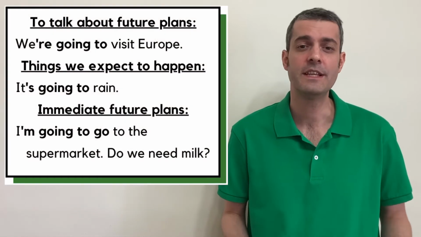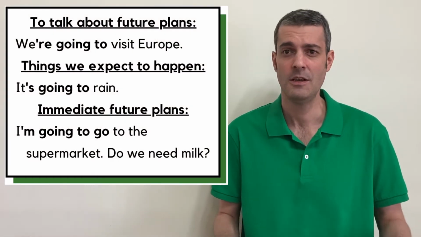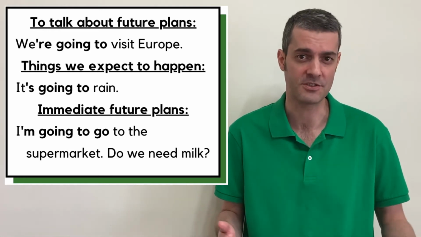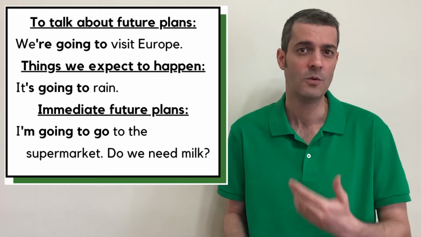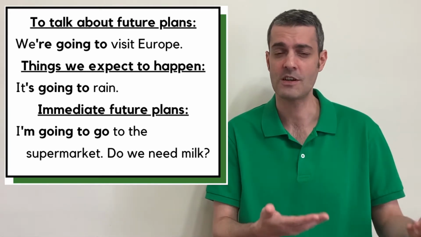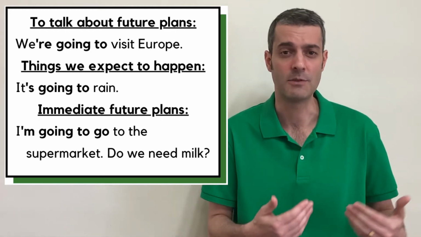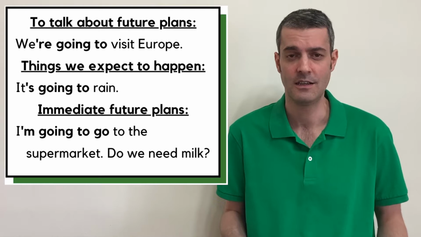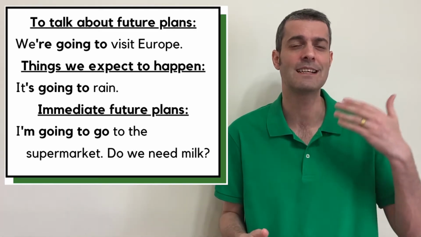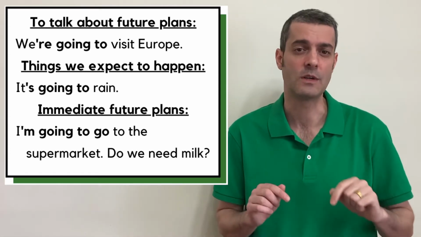We use going to in the future simple tense to talk about future plans that we intend to do, but we haven't made an arrangement to do yet. We often use time expressions when talking about these things. One example says, we're going to visit Europe. So we've probably talked about visiting Europe, but we haven't booked our flight or made our reservations at any hotels yet. Another time we use going to in the future is to talk about things we expect to happen based on what we see or what we know right now.